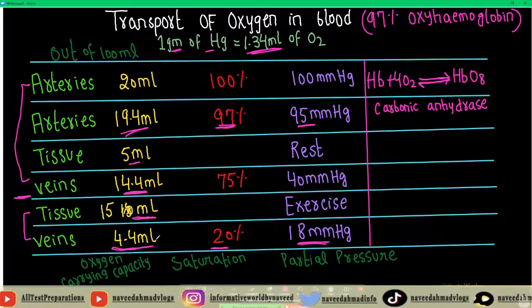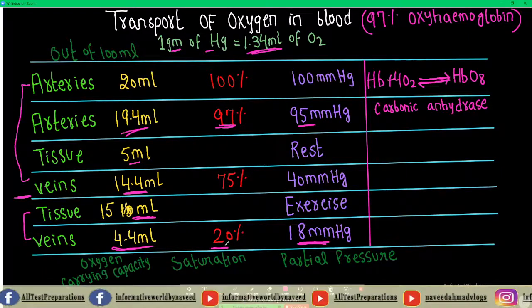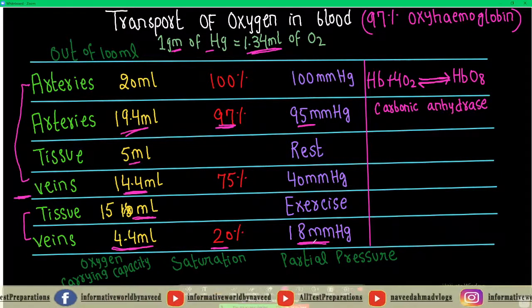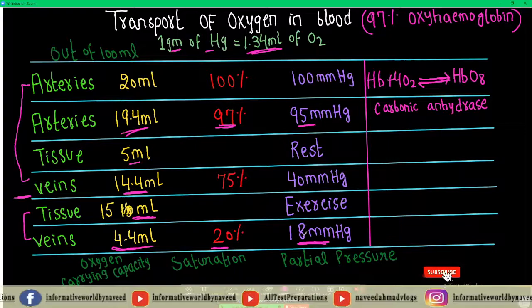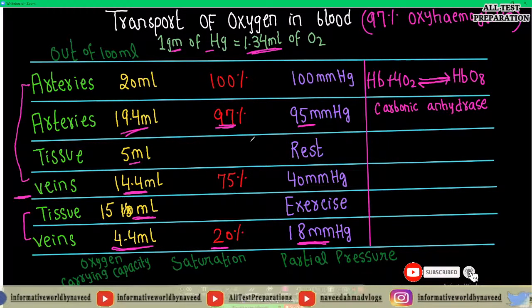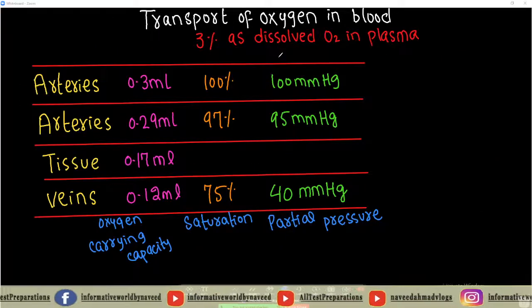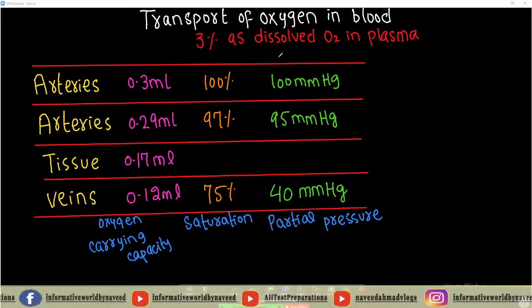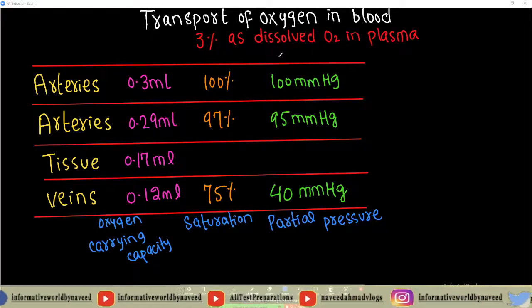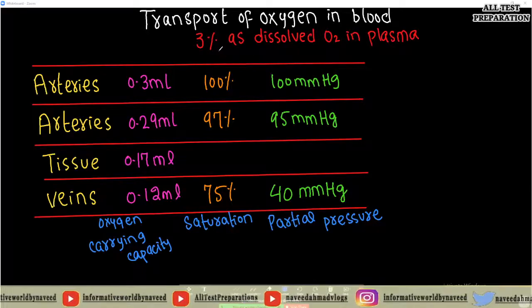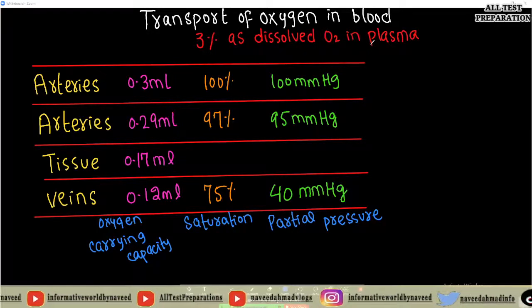At that time, the veins have less oxygen, and their saturation is 20%, while their partial pressure becomes 18 millimeters of mercury. So this is all about the transport of oxygen in blood. 97% is transported as oxyhemoglobin in blood, while the remaining 3% is transported as dissolved oxygen in plasma.